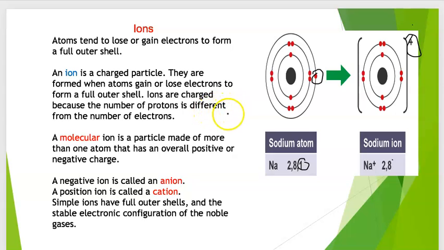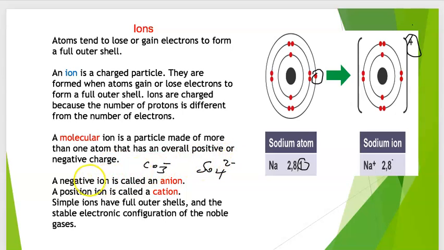a full outer shell. Now we also have molecular ions, which are particles made of more than one atom that have an overall positive or negative charge. So, for example, we can have CO3, which we know is a carbonate, and they all have what? A charge. We also have SO4, which has a charge of -2. You've got to be able to learn all the other polyatomic ions and know their charges.